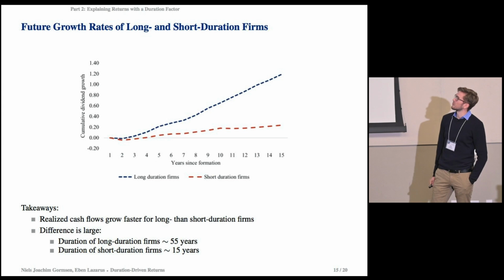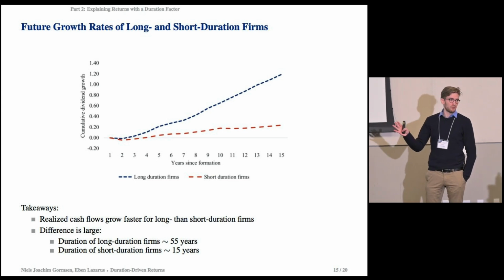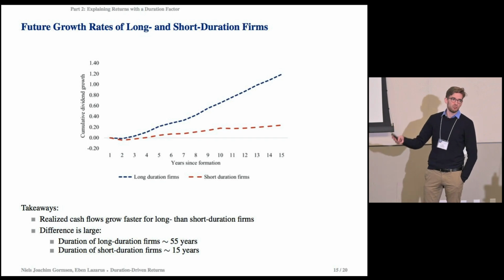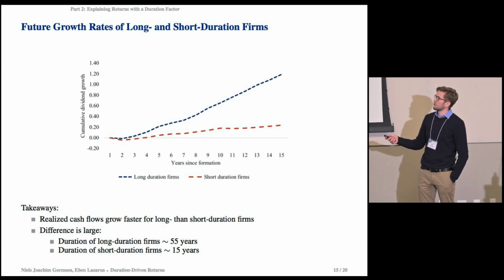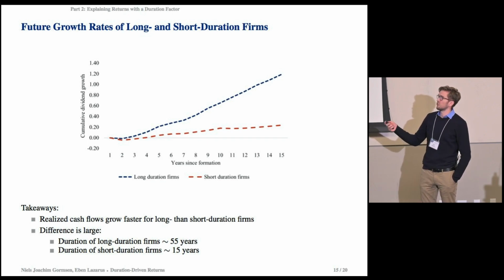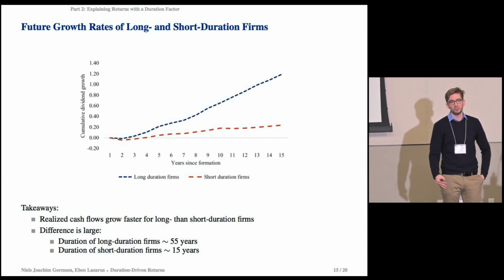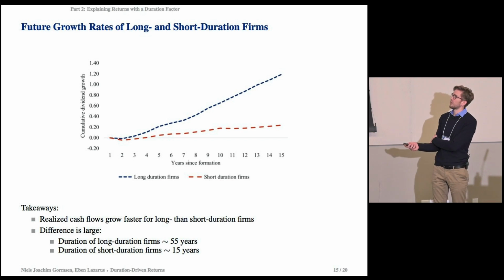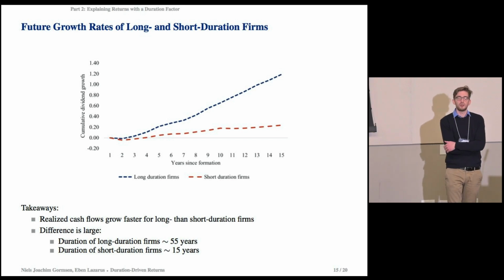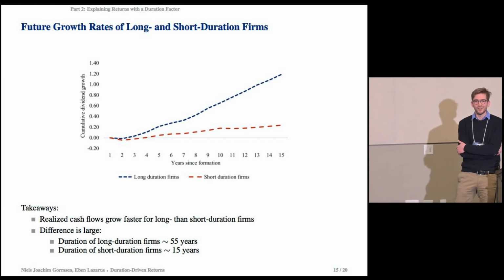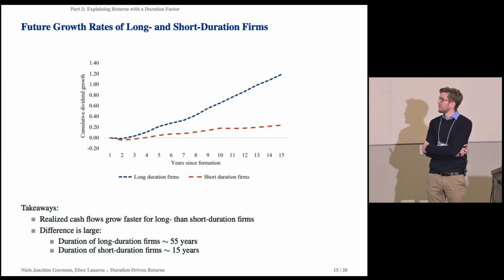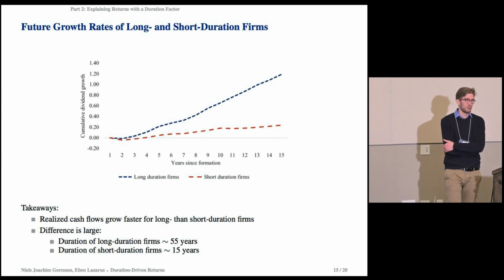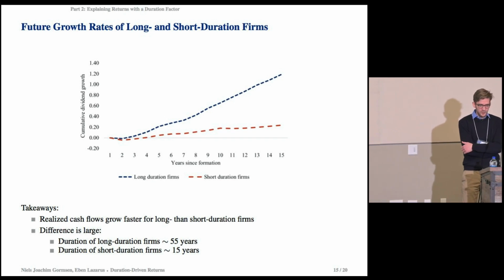Then, just to make clear that this duration factor actually captures duration, we look at the growth rates of the long and short duration firms. This is kind of similar to what I showed you in the beginning. What you see is that for long duration firms, the cumulative growth rates of their cash flow are just much higher than for short duration firms, suggesting that there is actually a longer duration in the long duration firms. And we find that the duration of the firms in the long duration portfolio is approximately 55 years, and the short duration firms have a duration of around 15 years. So there's a sizable difference in the timing of their cash flows.